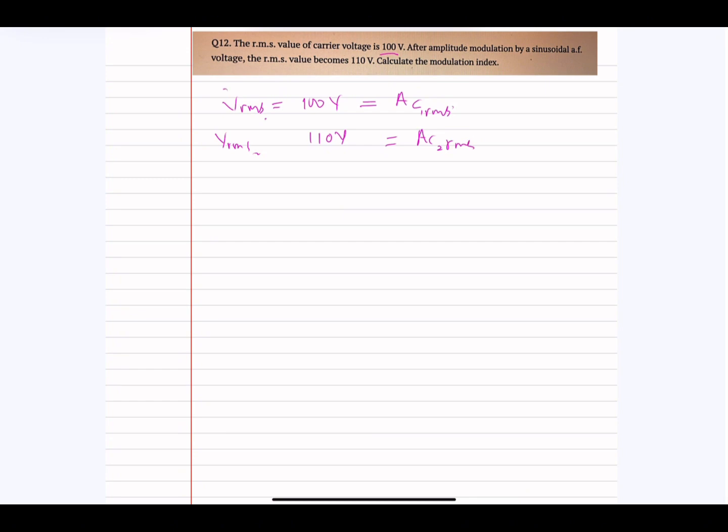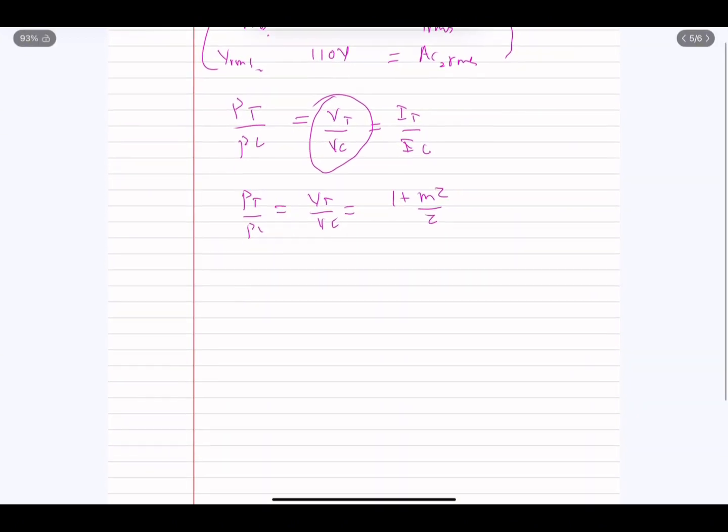Right? Remember that these are voltages, and as I said, the power of the transmitter and the power of the carrier is equivalent to the respective voltage, and it's also equivalent to the respective current. Therefore, based on the values given, we can replace it by the voltages. So we can say that our Pt over Pc is equal to Vt over Vc equal to 1 plus m squared over 2. It's as simple as that.